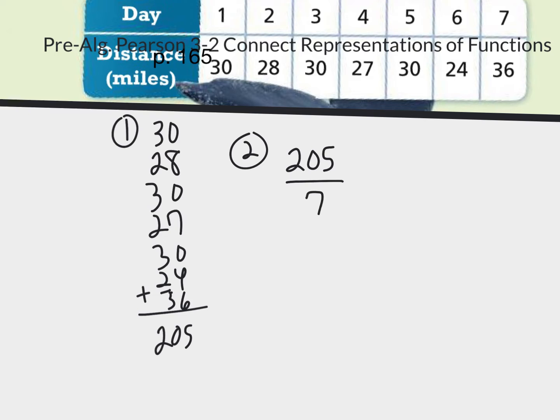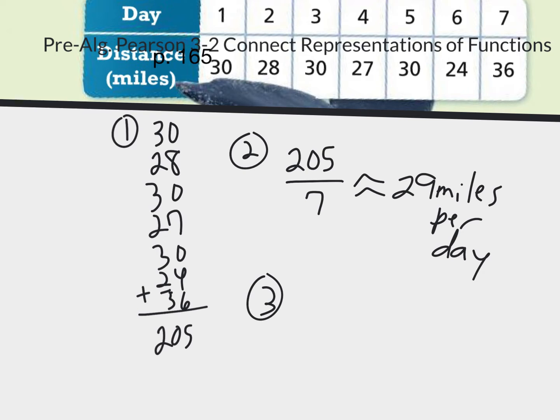So if you do 205 divided by 7, it comes out to 29.28571429. So we'll just say that's about 29 miles per day. And then if you look back in the problem, it says there's 3,100 miles that it's going all together. So 3,100 miles, basically 29 miles a day.